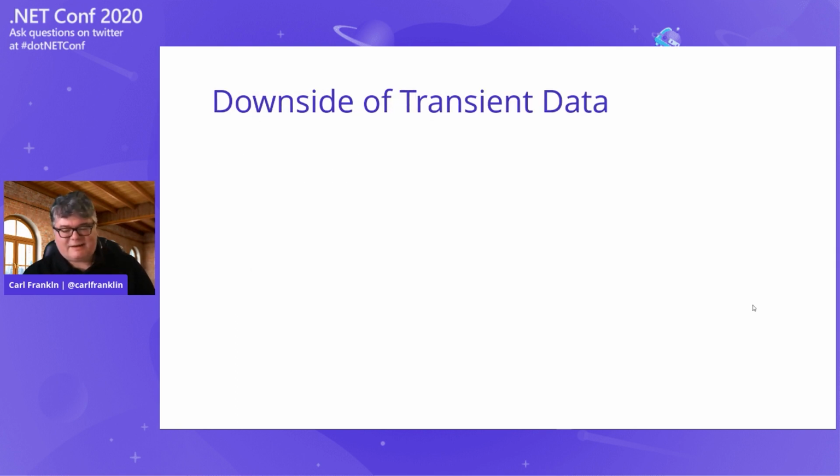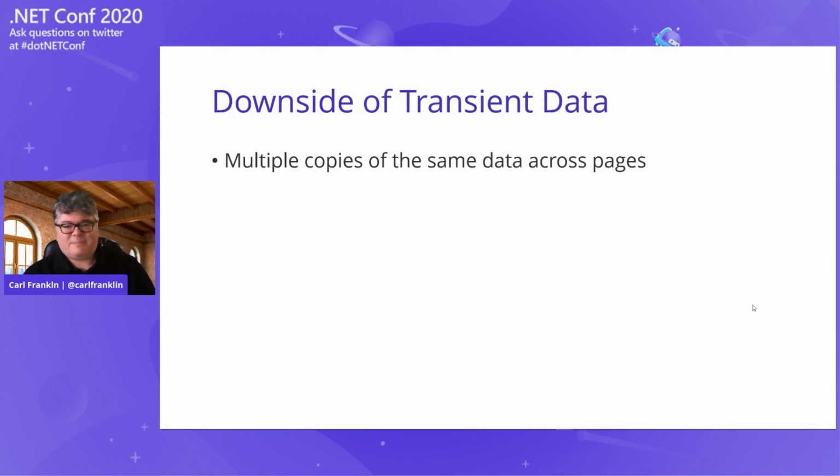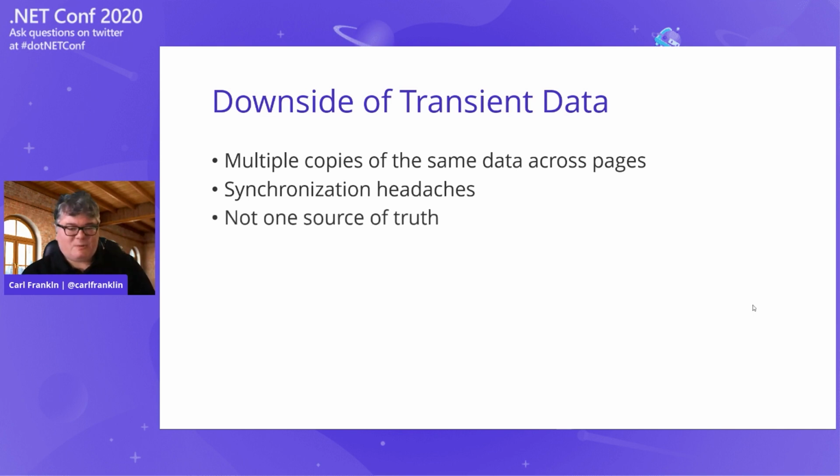So the downside of transient data, which is the default, is that multiple copies of the same data are used across pages. So that means that every page has their own instance of this data and one page cannot see another. And so think of a situation, well, I'll get to the situation, but synchronization headaches. This is what this will cause. And it's not one source of truth.